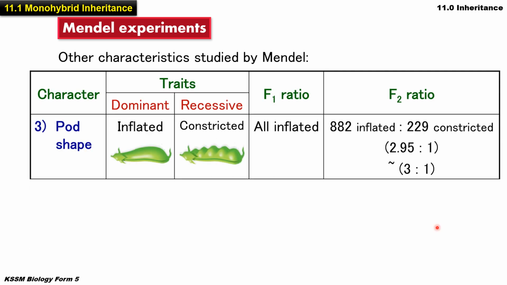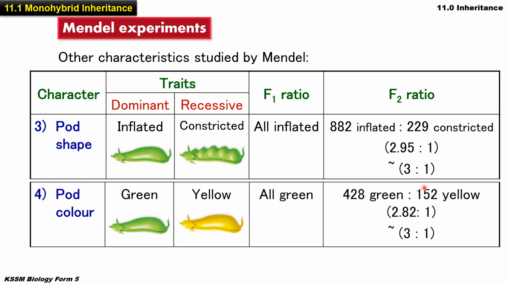Tak puas hati, Mendel study lagi tentang pod shape. Ada inflated and ada constricted. Inflated, dominant, constricted, recessive. F1, all dominant, inflated. F2, 3 to 1. 3 inflated, 1 constricted. Next, study pula tentang pod color. Okay, the trait, dominant green, okay, recessive yellow. F1 semua dominant, F2 dominant 3, yellow 1. Boleh? Okay.